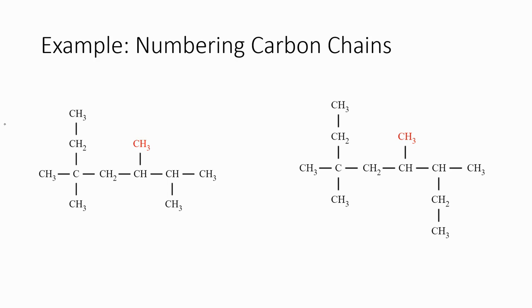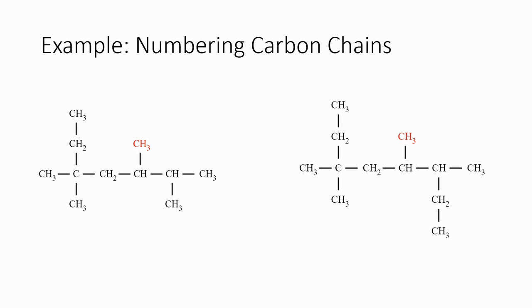So I can number from this carbon 1. There we go. 1, 2, 3, 4, 5, 6. Then I have 4 substituents. Or, let's maybe change color. I could number 1, 2, 3, 4, 5, 6, 7. So which one should I do? The one that has 7 carbons, because that's a longer carbon chain.